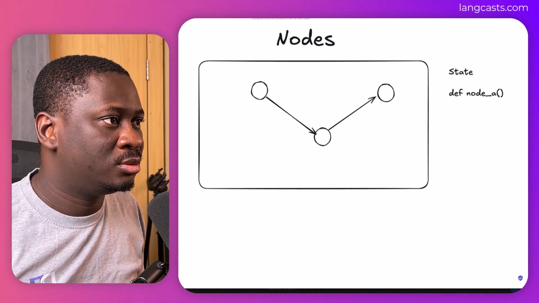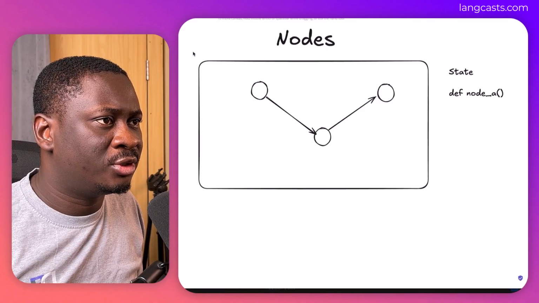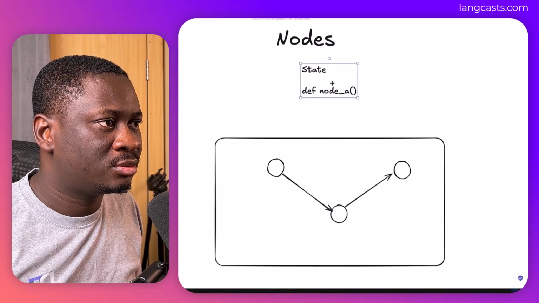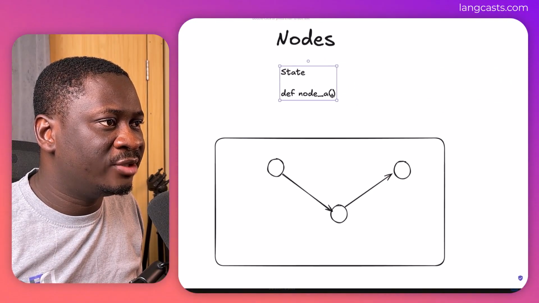That node A can take in state. Let me move this down, so that we can have this here and we don't have to squeeze it to the side. So let's say we define a node A.